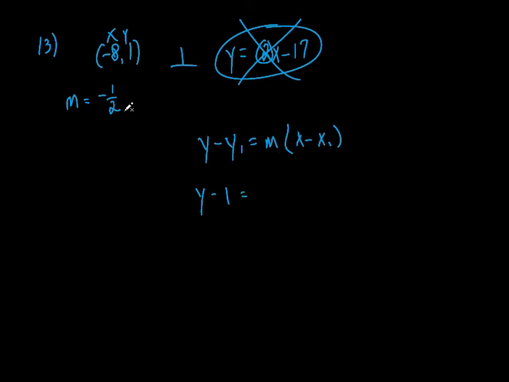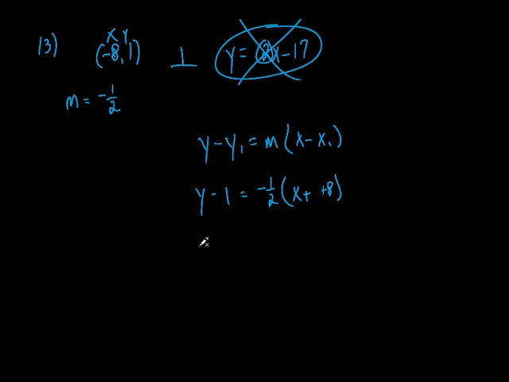And how did we know what our m is? Because it's perpendicular to this line, so it's a negative reciprocal. So it's going to be negative 1/2. And then x minus x1, which is, right, negative 8, which will be plus 8 in a second. So we'll make that a plus 8 right there.